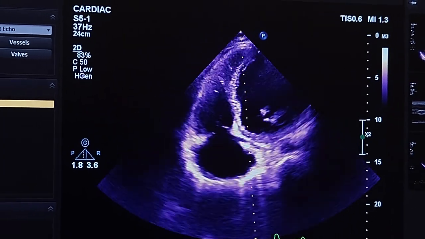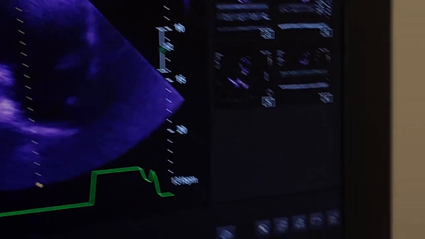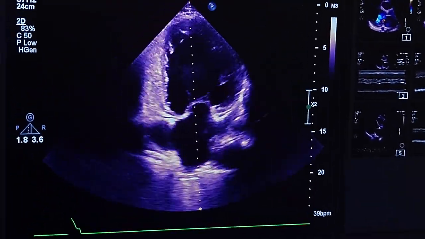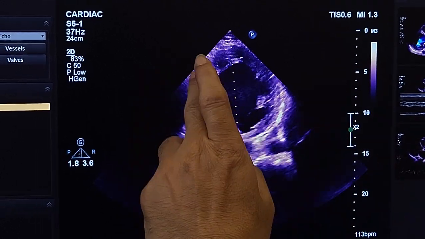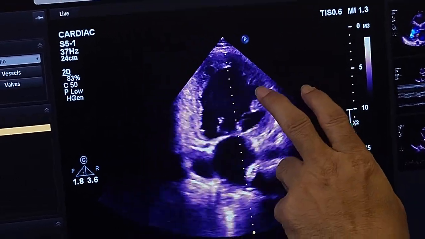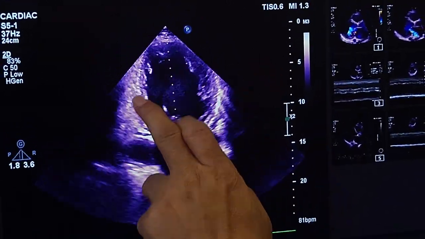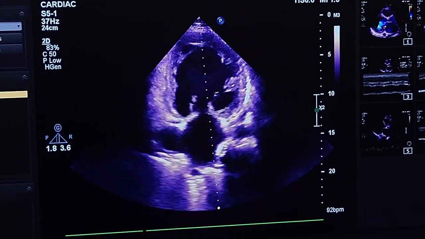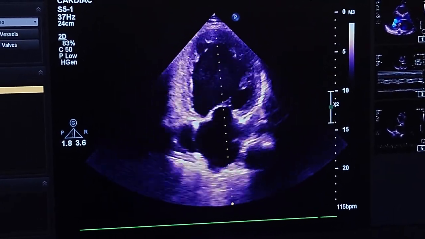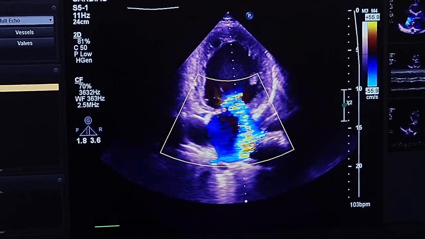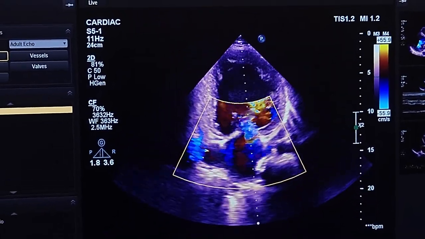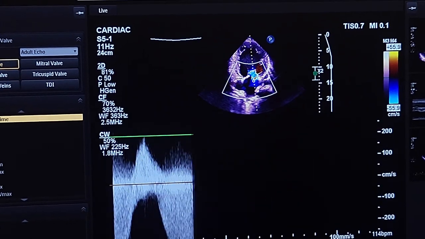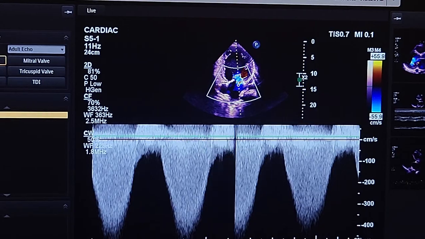Now we have to try to obtain the apical 2 chamber view. Here we look at the movement of the anterior wall and also the inferior wall. This is the anterior wall, this is the inferior wall. So here to some extent movement is maintained, but this wall movement is significantly reduced. And in this view also we can easily find the mitral regurgitation. So dense, so severe MR.